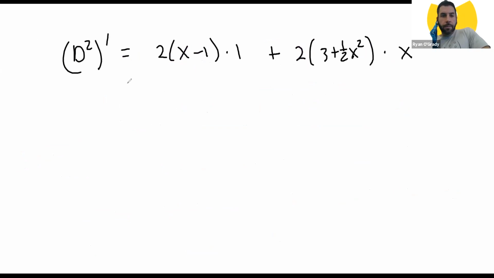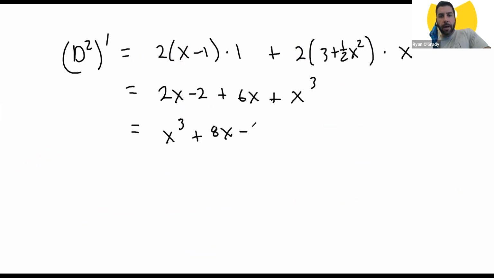And this cleans up quite quickly. This is 2x minus 2. And then you're left with plus 6x. 2 and 3 is 6, and then you have an x. Plus the 2's cancel, x cubed. And so at the end of the day, this creature is x cubed plus 8x minus 2.